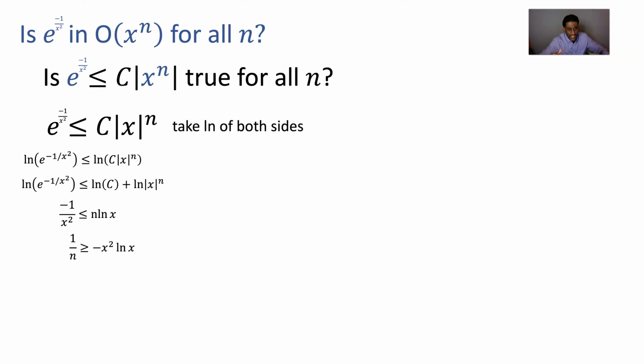Basically, if any of these statements are true, as long as these are legal reversible steps, we can then say, yes, that original statement is true. So yes, it is in big O of x to the n for all n. And so, negative x squared log x. And remember, the whole thing is x is headed to 0, right? So let's look at that limit.